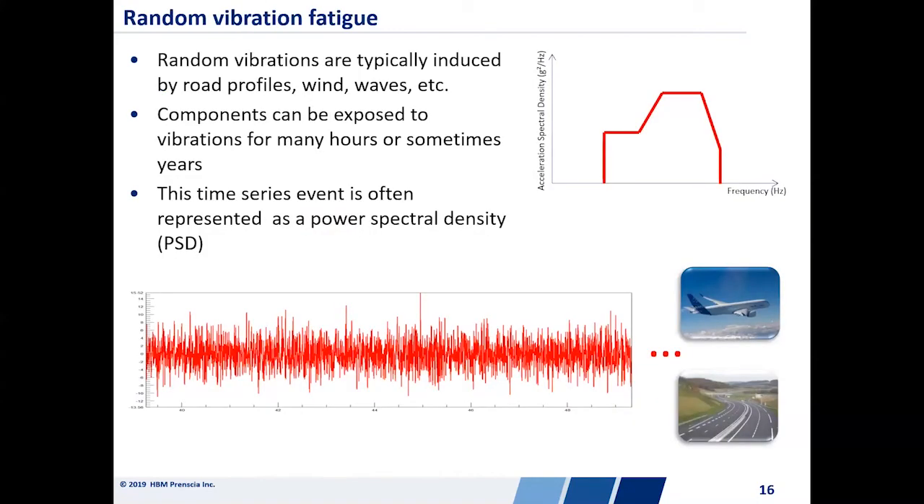The second case is going to be the random vibration fatigue. So with random vibration, we're typically trying to describe things like road loads, road profiles, wind loads, wave loads. The components that we have could potentially be exposed to these types of vibrations for a very long period of time. It could be on the order of hours or sometimes years. And the time series event, which we see down below, is often going to be represented as a power spectral density, or a PSD, which we see in the upper right corner.